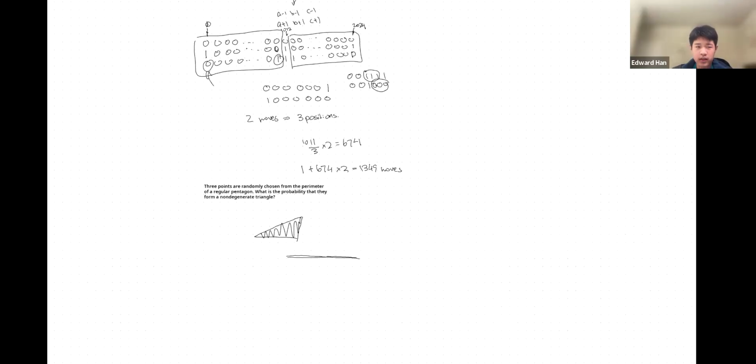So now let us draw a pentagon, or let me copy over this pentagon. So here's our pentagon. You can see it's regular, as the problem states, and all our sides are equal. So we can assume that the probability of choosing a point on each of the sides is equal. Now we will start by using complementary counting.